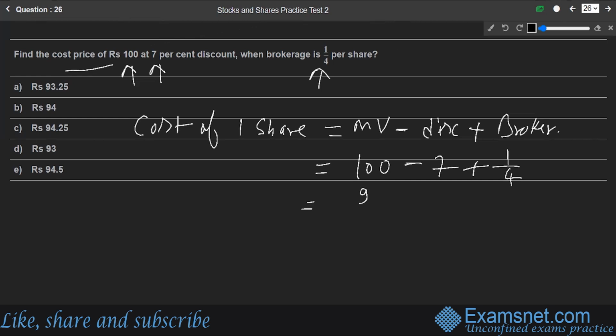So this is the final value. 100 minus 7 is nothing but 93, plus 1/4. So it becomes equal to simply 93.25. That is the cost of one share, 93.25. That is the right answer, available in option number A.